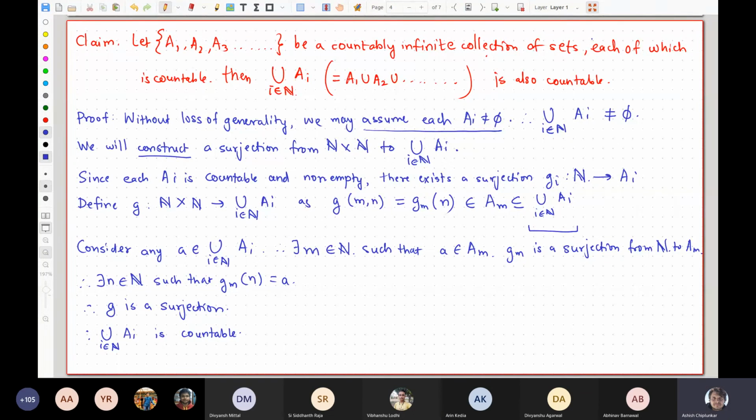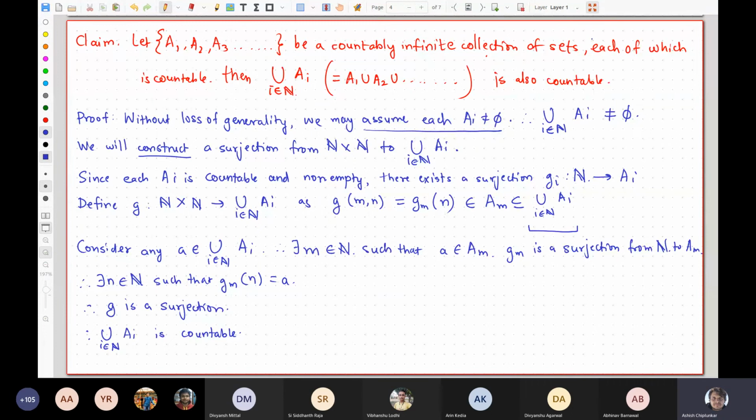In fact, it could very well be the case that all these A_i's are finite, and even the union of all of them, although the number of sets is infinite, their union is finite. Even that is possible. In which case, at least one element is going to have infinitely many pre-images. Fine.